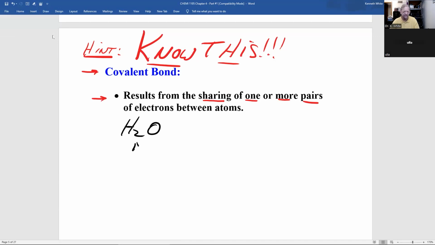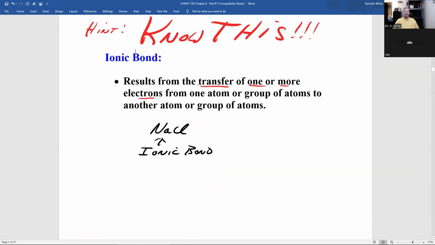And in water, the hydrogens and oxygen are held together in a molecule by covalent bonds. And again, a covalent bond results from, and you should know this, the sharing of one or more, this is important, pairs of electrons between atoms. Remember, pair means two. So let's go back and review.